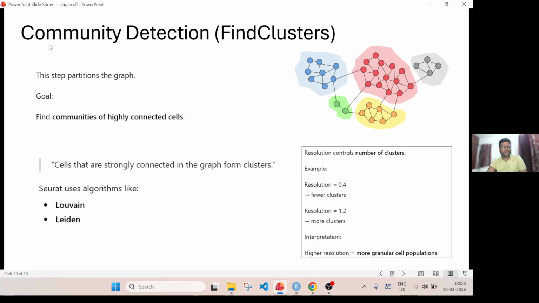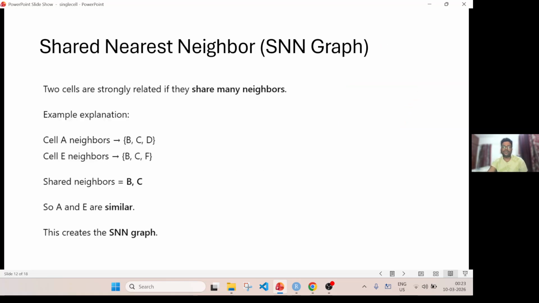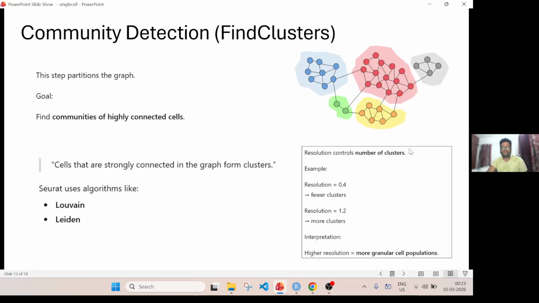During community detection, there is a function called the FindClusters method. There is something called resolution, which is a very important parameter. If you set the resolution very low, that means you do not want fine grain; you are interested in something more superficial, and that's why you will get few clusters. But if you want very deep, fine-grained clustering, then you have to increase your resolution parameter. For example, if you go to 1.2, you will get more clusters. So the higher the resolution value, the more granular your cell population will be.